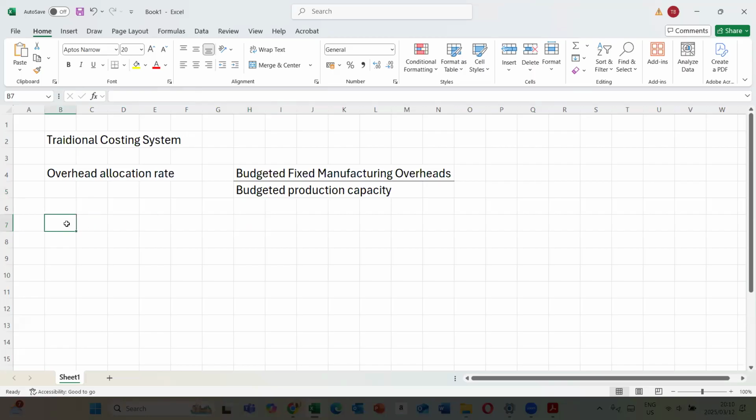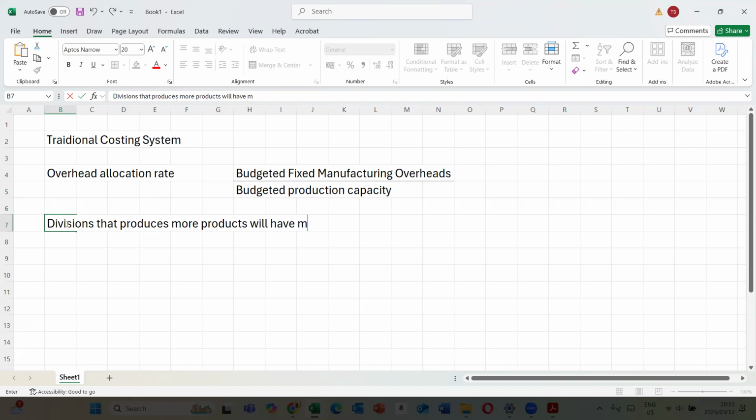Now, what is happening here? Under traditional costing, it means divisions that produce more have more allocated fixed cost. Why am I saying this? Remember, allocated fixed cost is equal to the overhead allocation rate per unit multiplied by actual units produced.